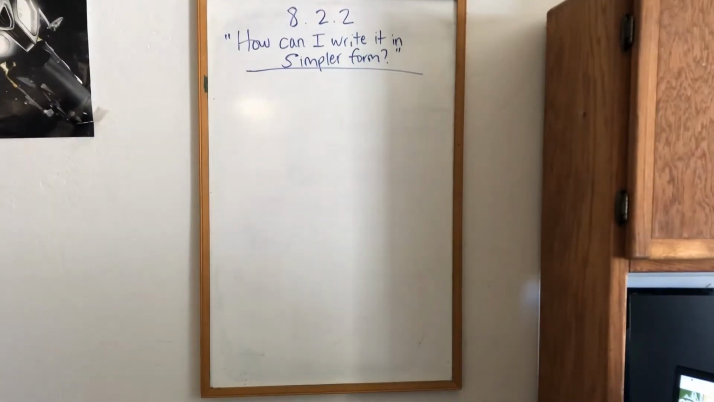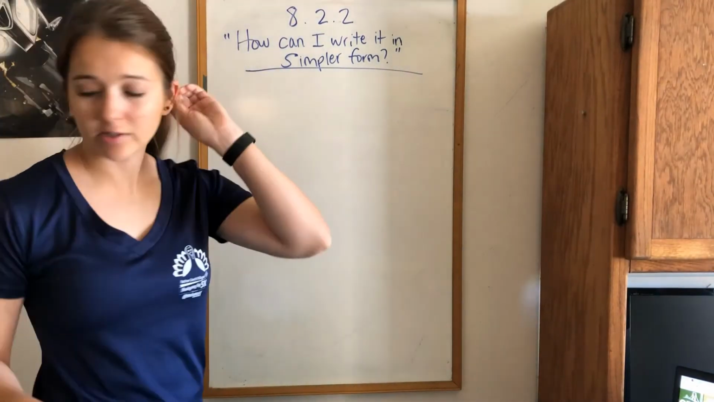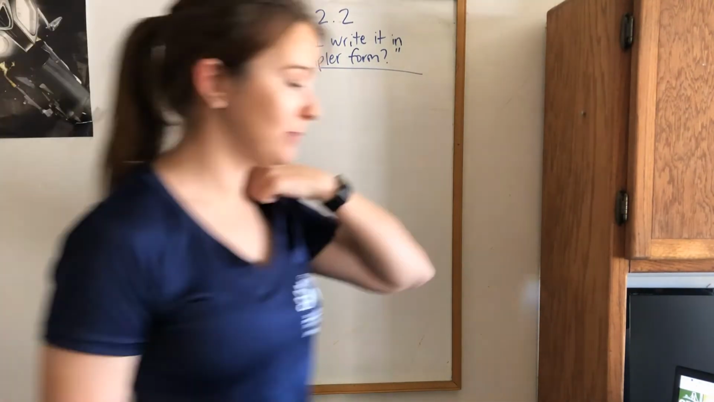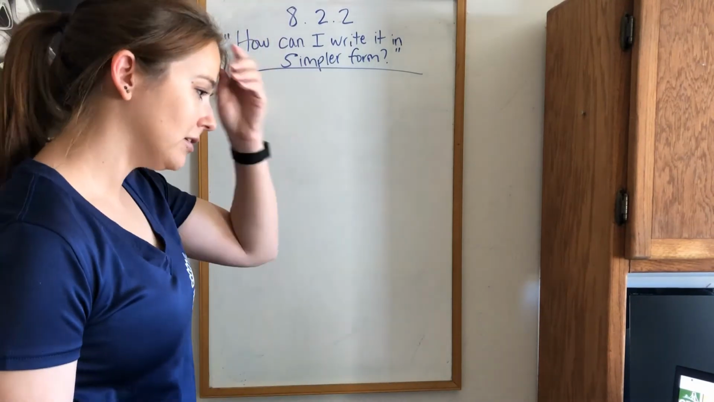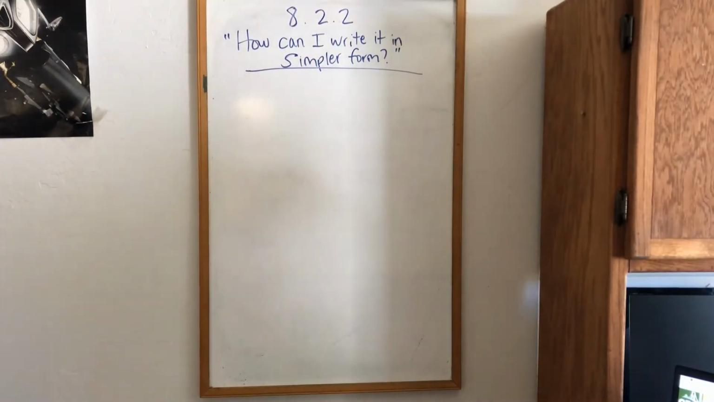All right, this is 8th grade, 8.2.2, and we are talking about exponents still and how we can write them in simpler form. So let's look at the first problem. We're going to rewrite expressions using exponents like we have been. So let's look at 8-59.